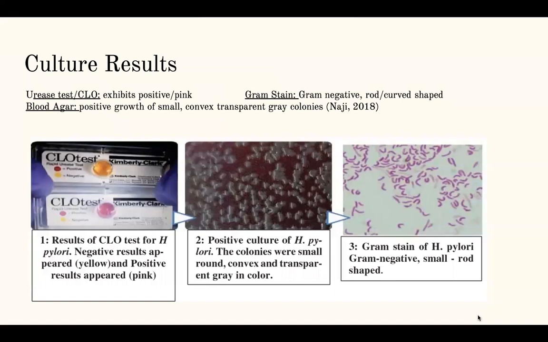These are culture results from a urea test, and this positive is showing pink because H. pylori is positive, is being exhibited. And then on the second one, we have a blood agar plate, which shows positive growth of small, convex, transparent gray colonies. And the third one is a gram stain of H. pylori, which shows gram-negative, small rod-shaped, and they're curved.